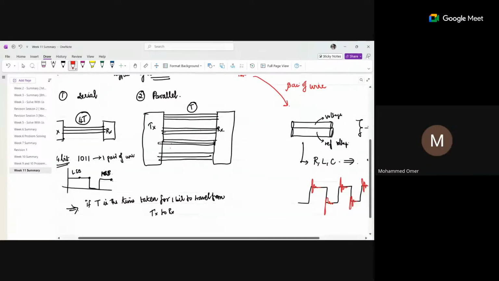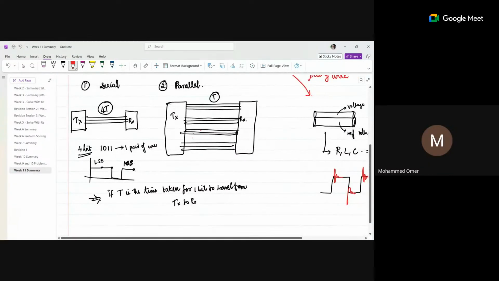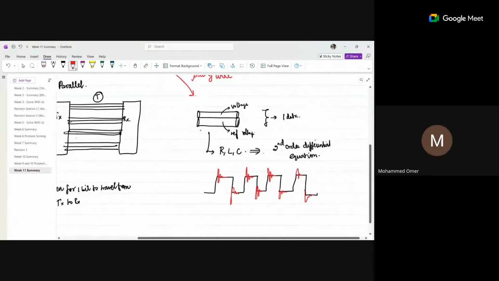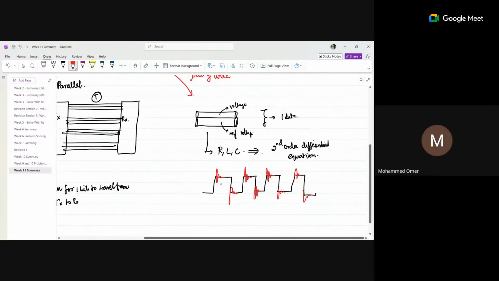I was just saying it's like a ringing sine wave. So it's overshooting and undershooting, above and below the values. Yes, you are right.